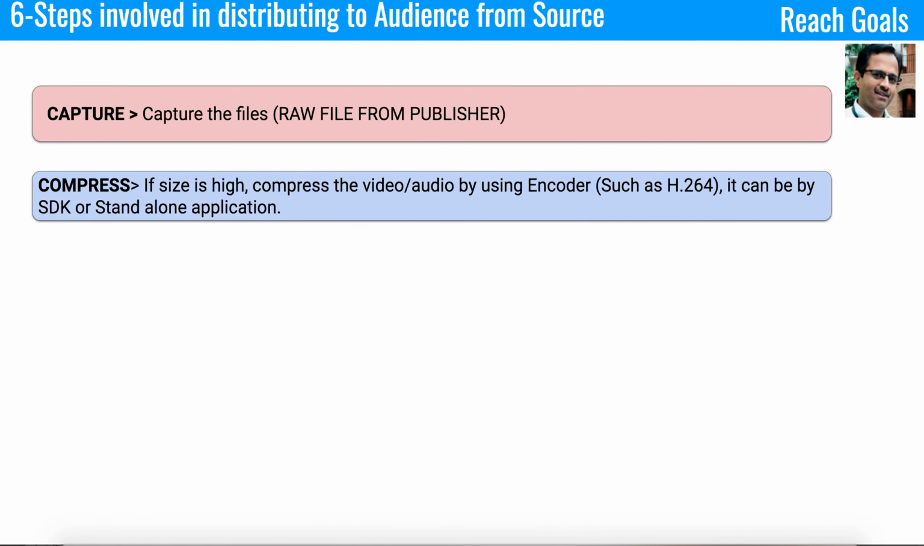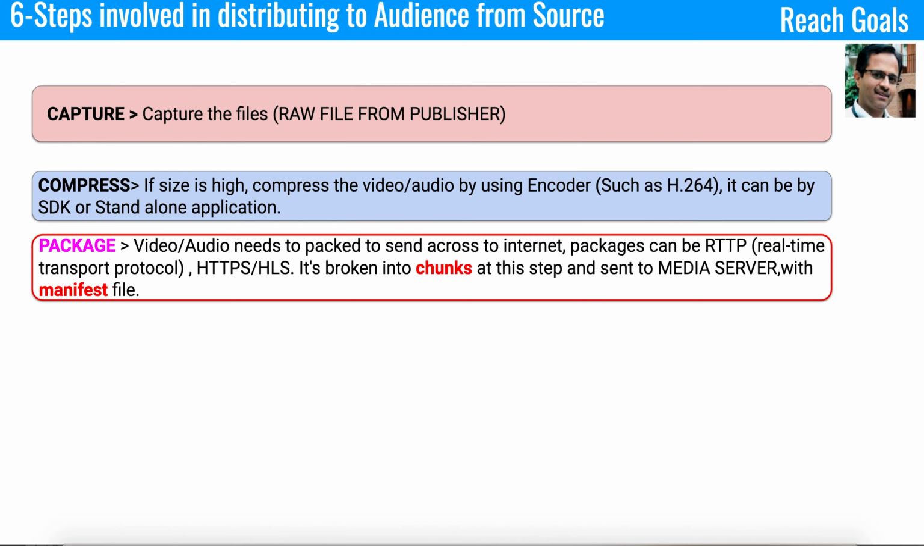Here we have to distribute the video across multiple networks, so we compress the video to a smaller size, and for that a lot of encoders are used. The most common one we use is H.264, right? The next step is packaging, and packaging plays a very important role in injecting advertisements into streaming videos. In the packaging step, the video is broken into multiple chunks, probably 1 second each, and it also has manifest files. After that, it is sent to the media server with the manifest files.